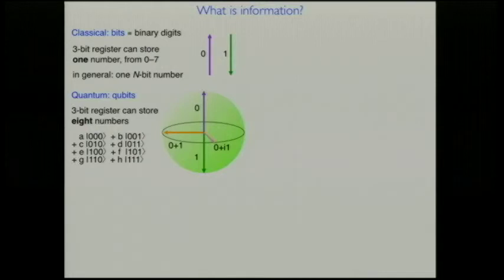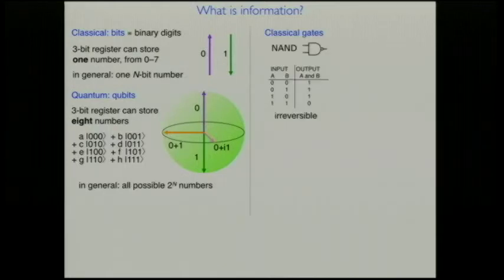Now that's very strange. But nevertheless, it's true. A quantum computer can represent all possible 2 to the n numbers. An n-bit quantum computer can simultaneously represent all possible states of a computation simultaneously.